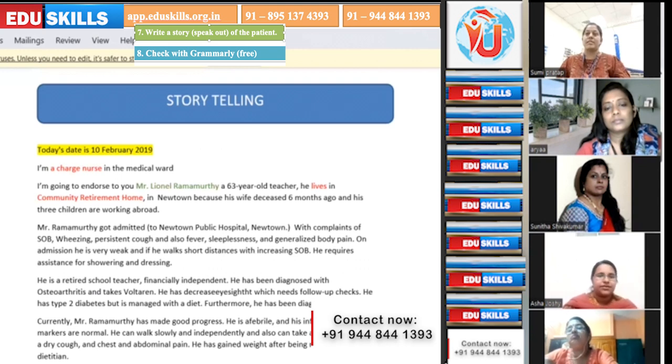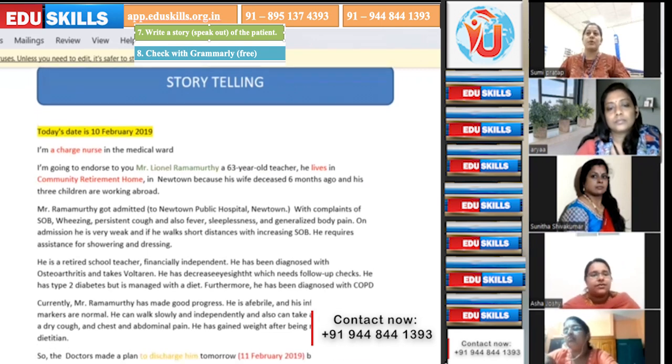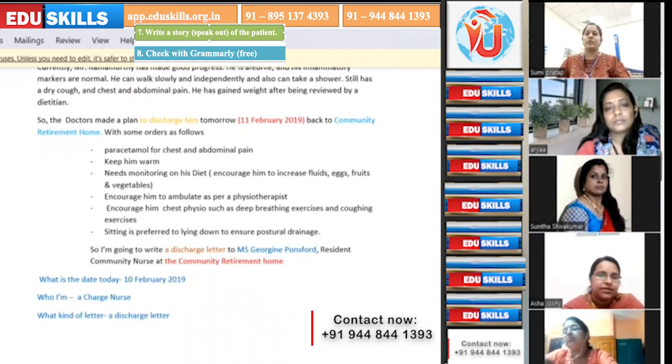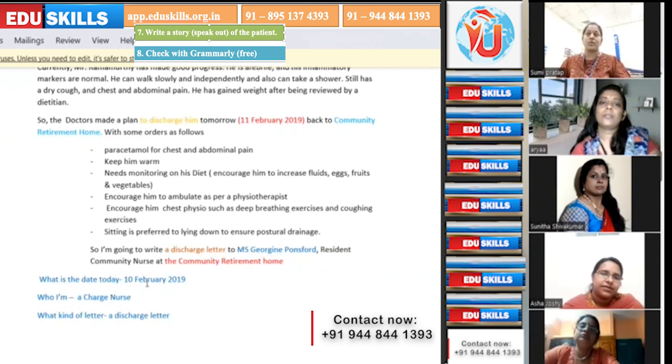I have written here: paracetamol for chest and abdominal pain. Keep him warm always. Needs monitoring of his diet. Encourage fluids, eggs, fruits, and vegetables. Encourage him to ambulate as per the physiotherapist. Encourage chest physio, such as deep breathing exercises and cough exercises. He prefers a sitting position. So the decision was already made by the doctor on the 10th. So I'm going to write a discharge letter to the community nurse who is staying in the community retirement home also.